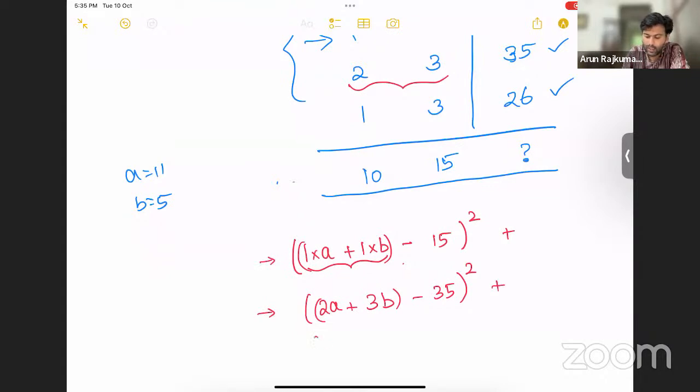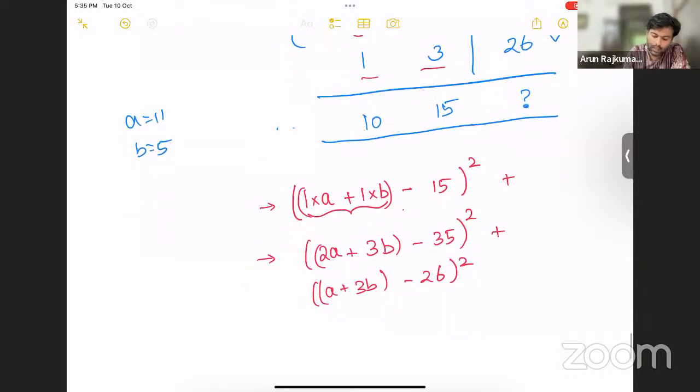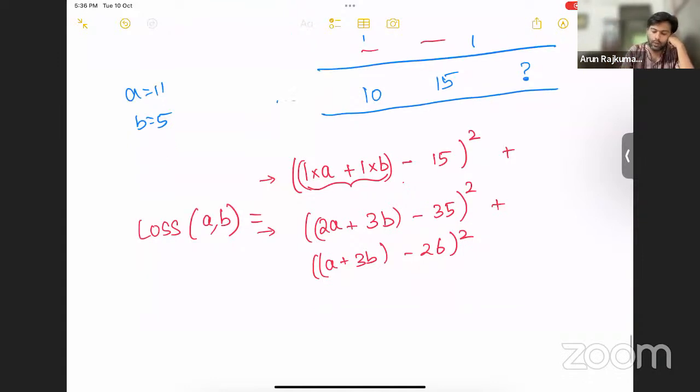And now on day 3, it's going to be A plus 3B because it's 1 and 3. This is what I would predict, but the actual is 26. So now I want to look at the difference squared. Now, this is what I'm going to call the loss of the value A comma B. If I choose some A and B, let's say A is 5 and B is 10, I'm going to calculate the loss like this.